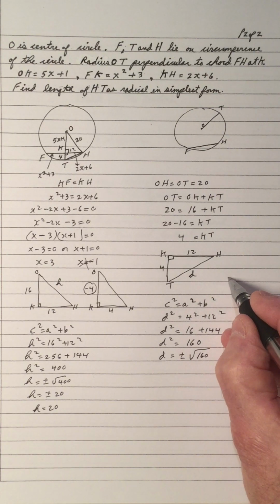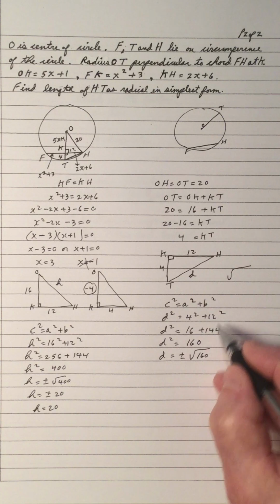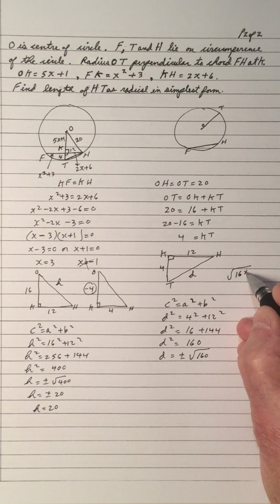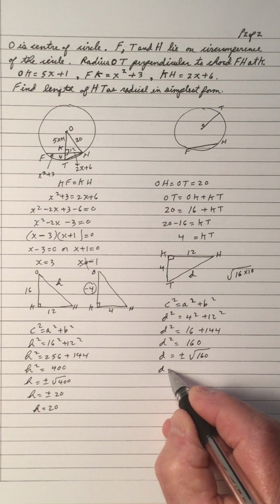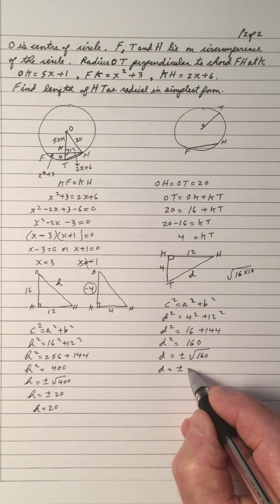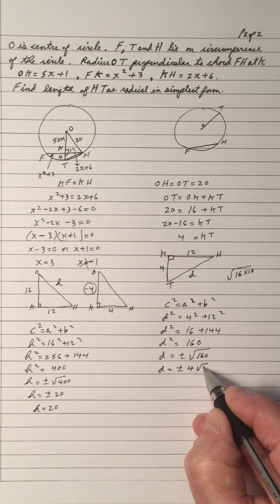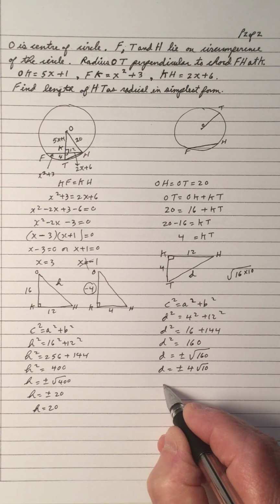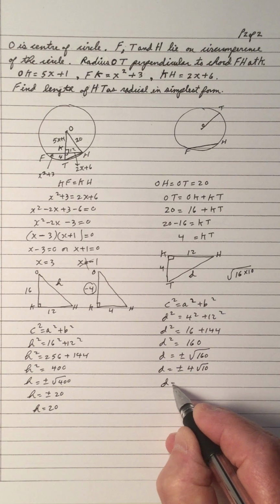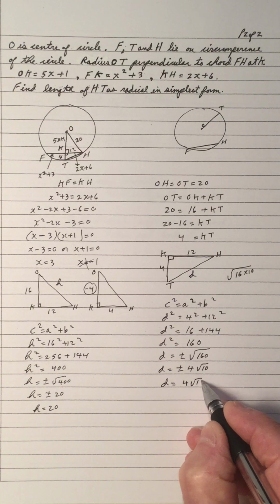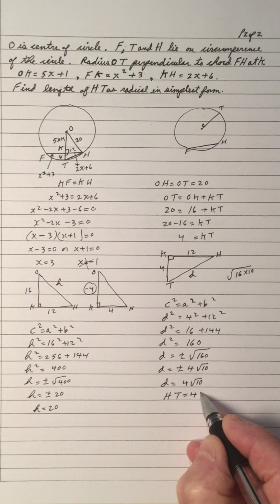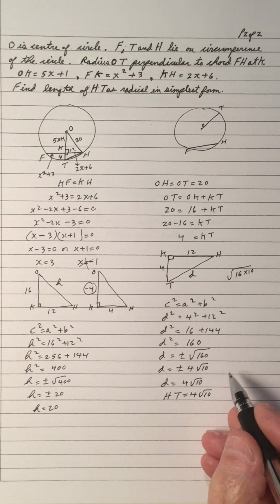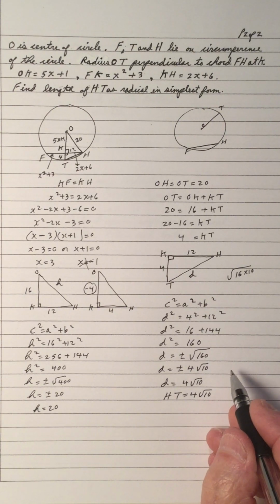So D is plus or minus the square root of 160. And the square root of 160, as you can see, is 16 times 10. So that means plus or minus the square root of 16, which is 4, and with a root 10. So D is positive, so it's 4 root 10. So that means HT is 4 root 10, as a radical in simplest form.